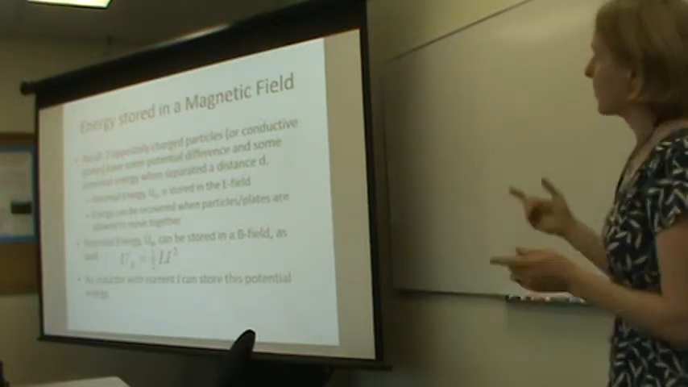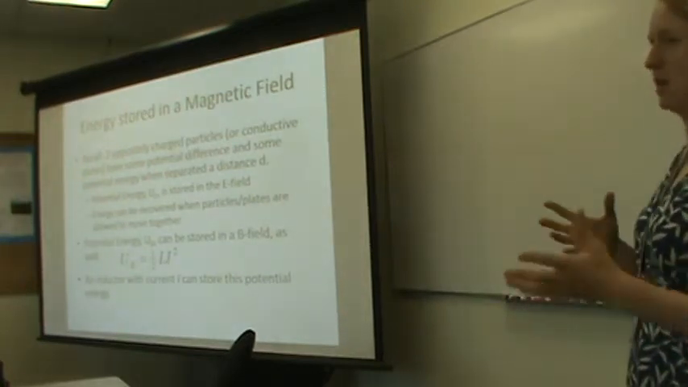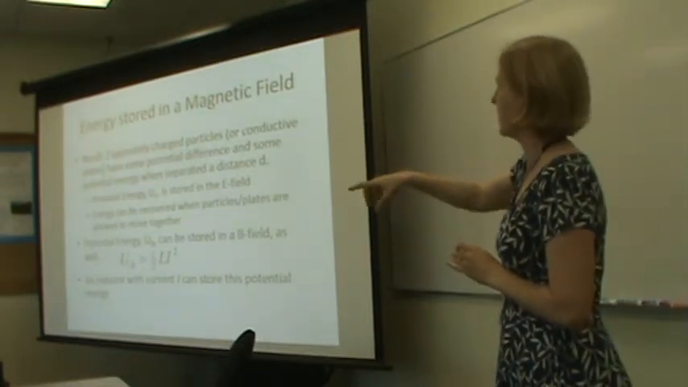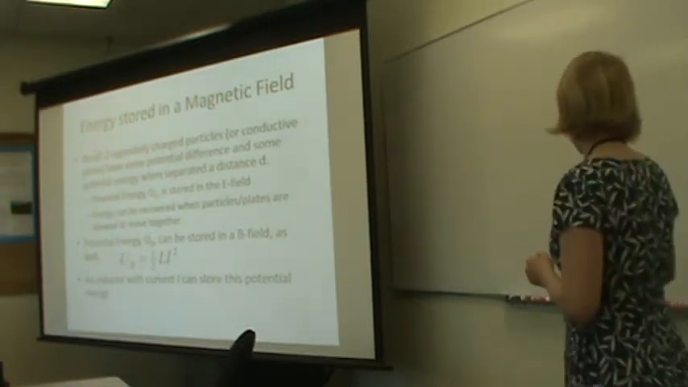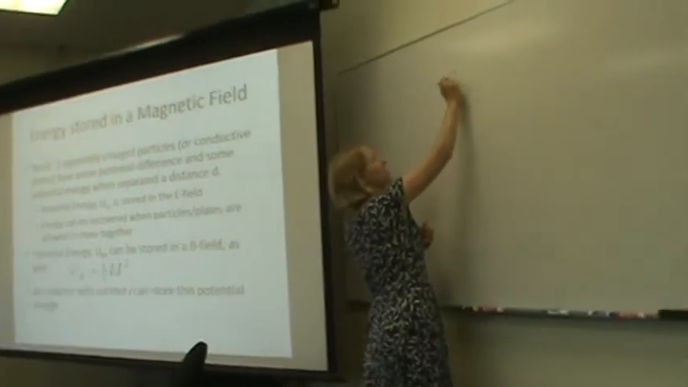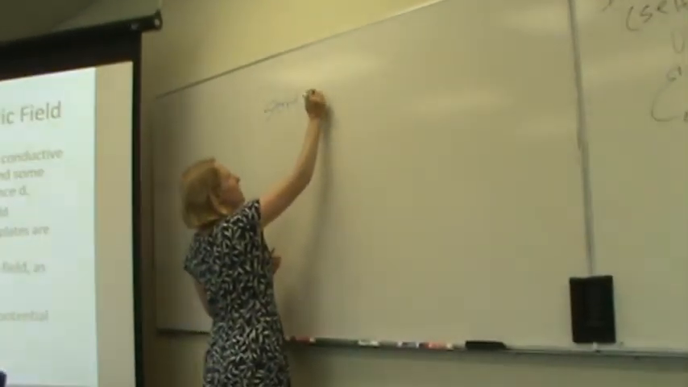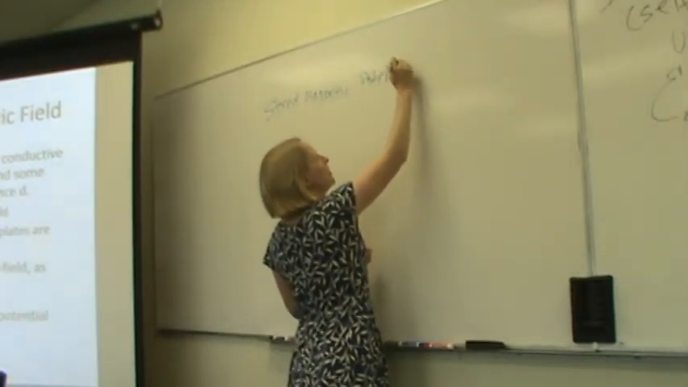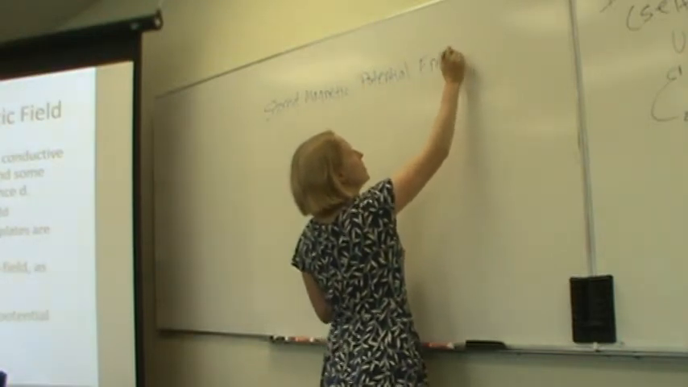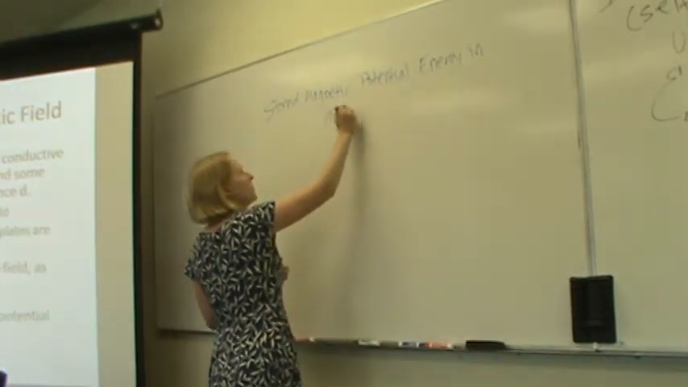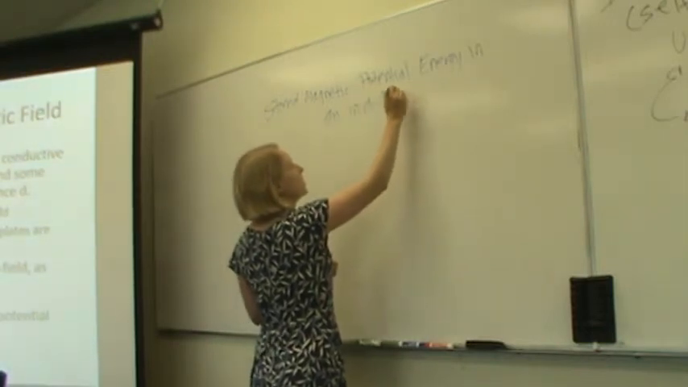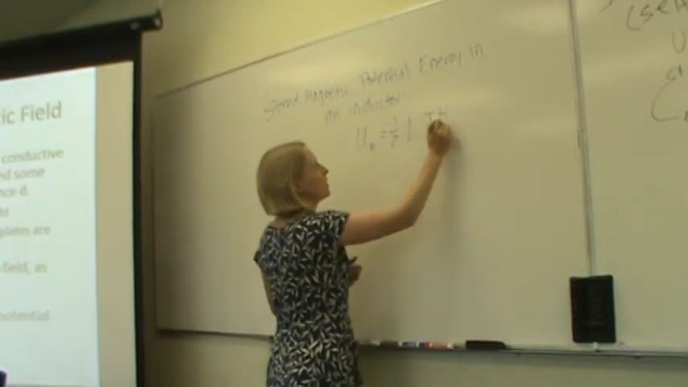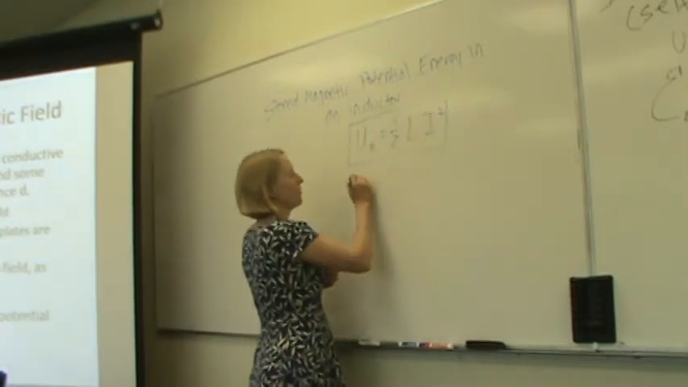So for magnetic fields, you can also do that with the inductor. You can store magnetic potential energy. And our equation here is 1/2 L i squared. So this is stored magnetic potential energy. And what are the units that we know and love for energy?